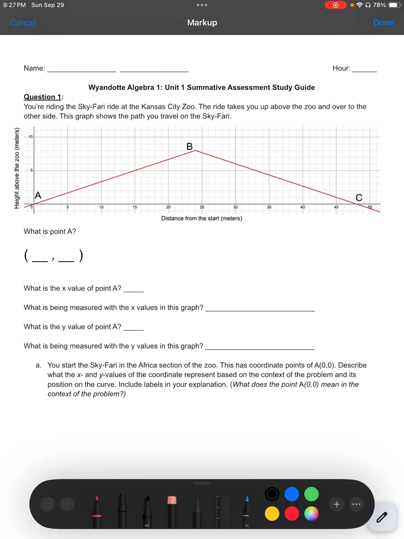Okay, for question 1, we are riding the Skyfari at the Kansas City Zoo. It's going to take you up above the zoo and then over to the other side. And this graph shows you the path that you're going to travel on the Skyfari. So the first thing we're asked is, what is point A? Point A is over here on the graph. And that is the point 0, 0.